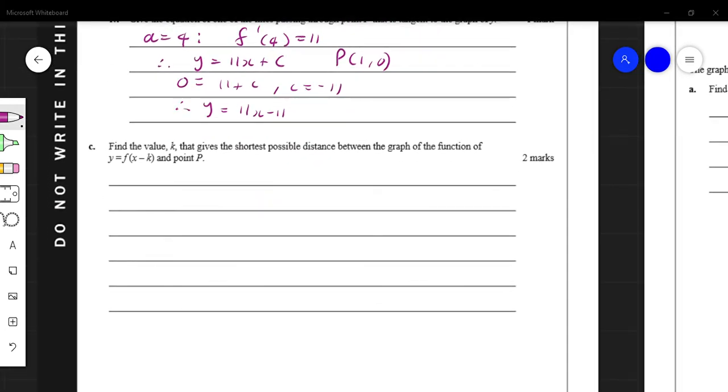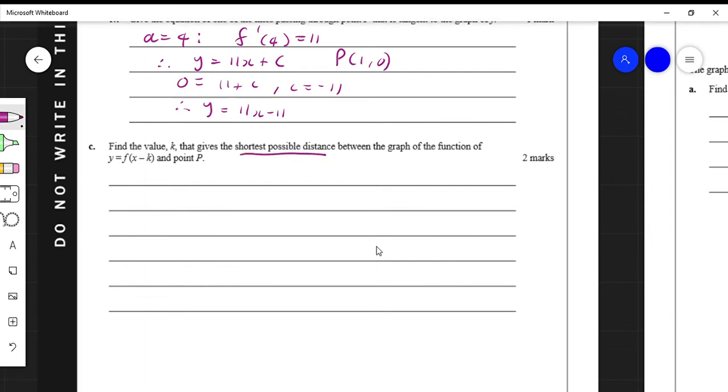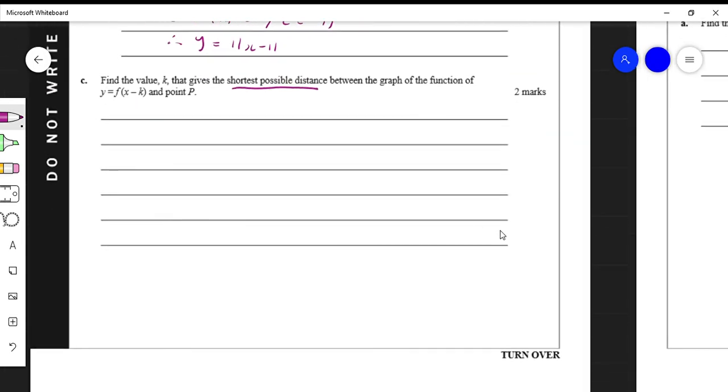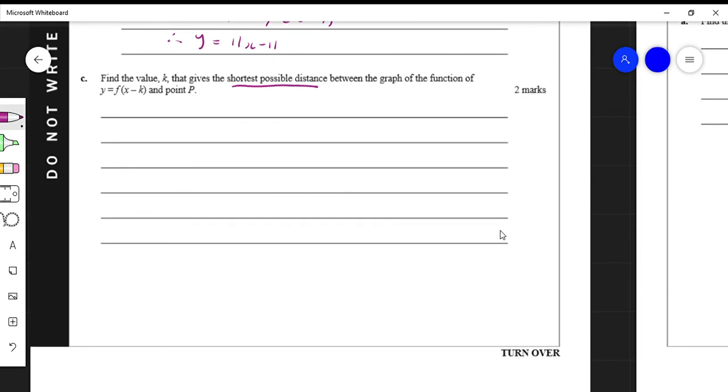Okay, so find the value k, the shortest possible distance between the graph and the point P. So if you think about the shortest possible distance, you could, if you wanted to, use the distance formula between the graph and the point P, and then use calculus to try and find the minimum, but it's a lot simpler than that. They don't want you to do that. Or you could if you wanted to. I actually don't know if that would work. It probably would with this question, but it might be a bit hard.